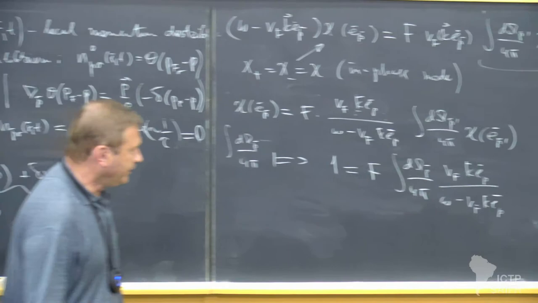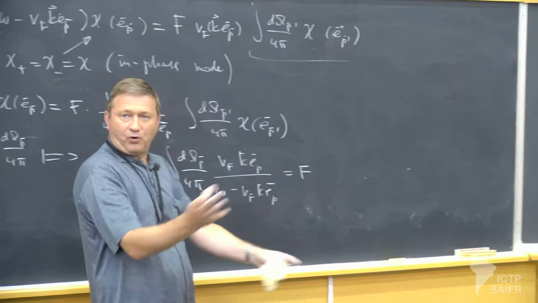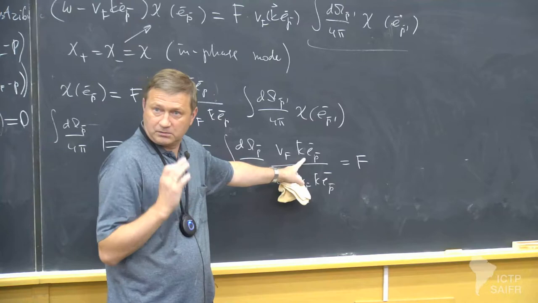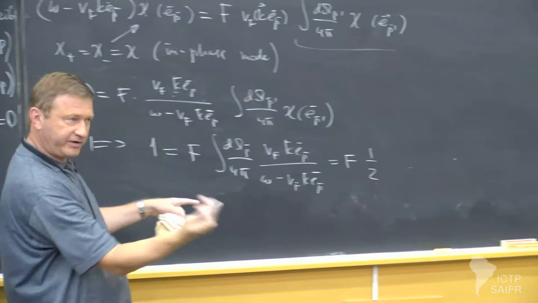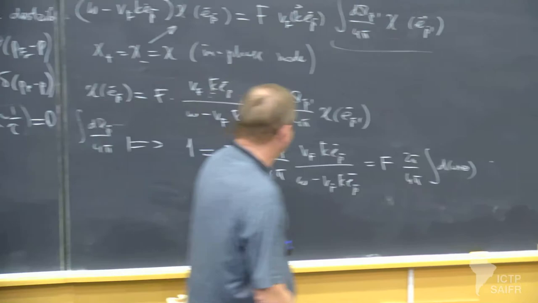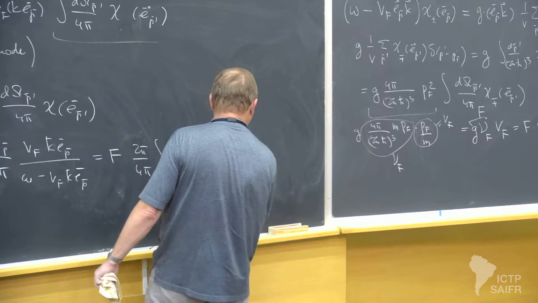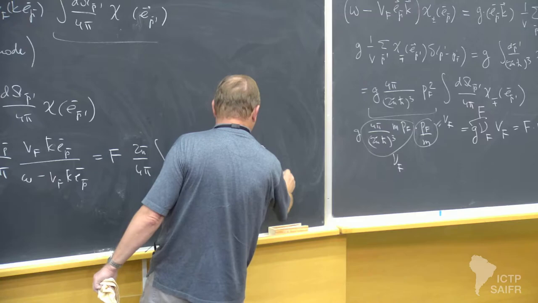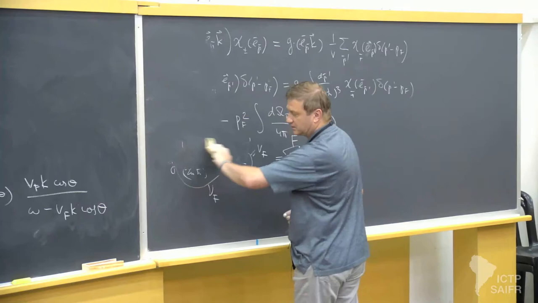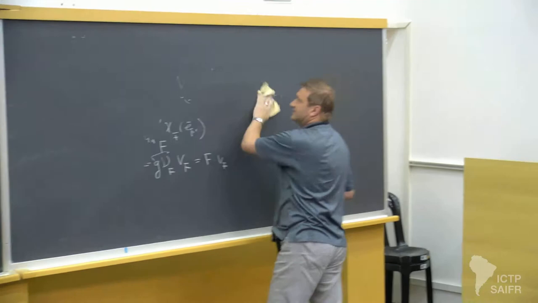The only thing that you have to worry about is that you introduce the spherical angles, polar and azimuthal, in the space of p along k. Then you get 1 over 2, because the integral around these directions gives 2 pi, which becomes 2 pi over 4 pi. And now the integral d cosine theta, with v Fermi k cosine theta divided by omega minus v Fermi k cosine theta. Cosine theta is a new variable. You can perform the integral. It's a simple integral, I'll give you simply the answer.